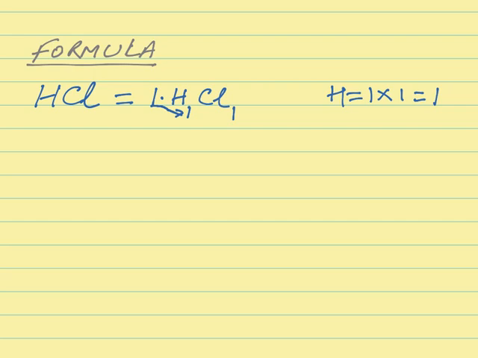Likewise, to find out the number of chlorine atoms, we will multiply this one by this one, and the number of chlorine atoms comes out to be 1 in this formula. So in all, the HCl formula is made from two atoms, one of hydrogen and one of chlorine. Now let's calculate the number of hydrogen atoms and oxygen atoms present in H2O.